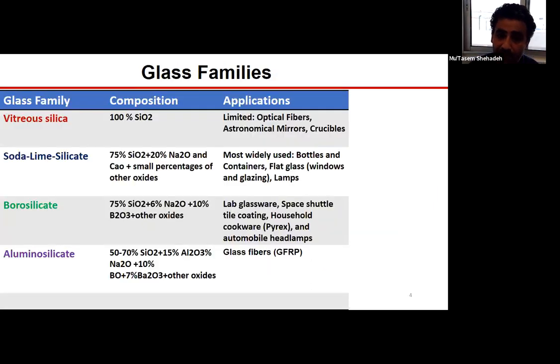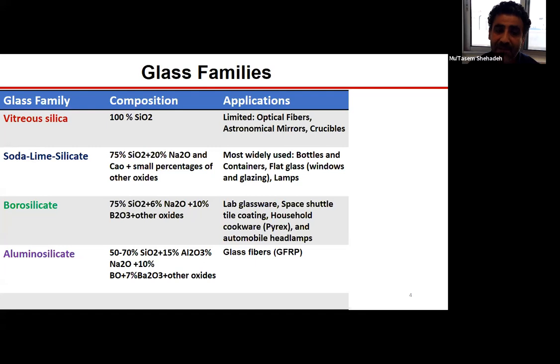As we mentioned, there are four major families of engineering materials, and within the ceramics and the glass family, you can have also subfamilies. And here we focus just on the glass family, which in fact has many types, including the soda lime silicate. This is the most widely used glass. It is used in the manufacturing of bottles, containers. It is used in flat glass that's used in glazing, in windows, in doors, lamps also. Its composition is 75% silicon dioxide, that's sand, with some percentage of alkali oxide, such as sodium oxide and calcium oxide.